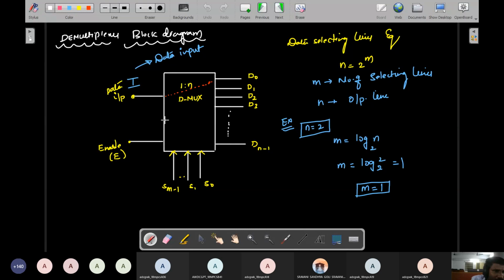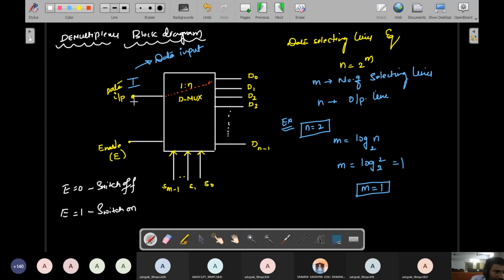This is the 1:n demultiplexer. In it we have only one input and one enable input. If enable is 0, it is a switch-off condition, and in this situation the demultiplexer doesn't work. If E is equal to 1, it is the enable-high condition, which is the switch-on condition. This is very important, so you must keep enable at the high condition.